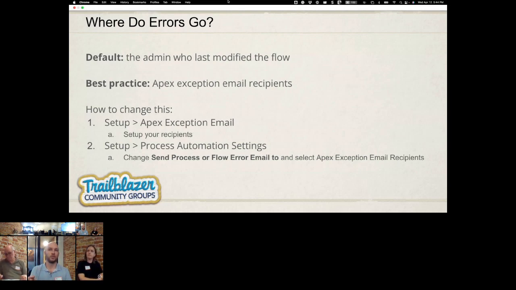So you could set up like a Google group or an email list and just have all your errors for your org go there, or you can send them to web to case or whatever you want to do, but a bunch of options for handling those errors and making sure you actually figure out where your flows are failing.